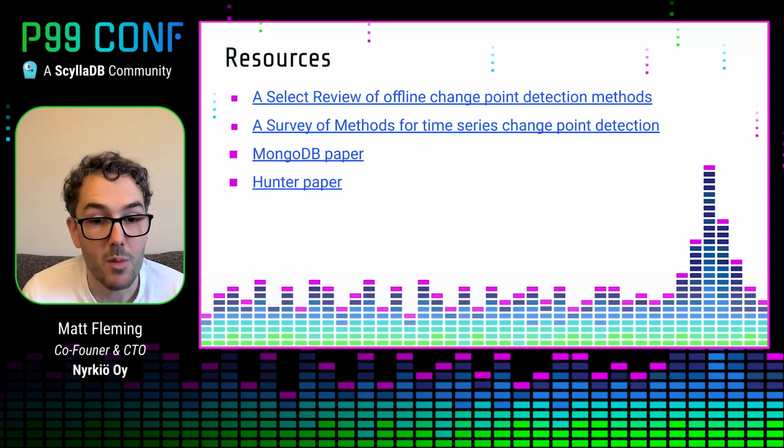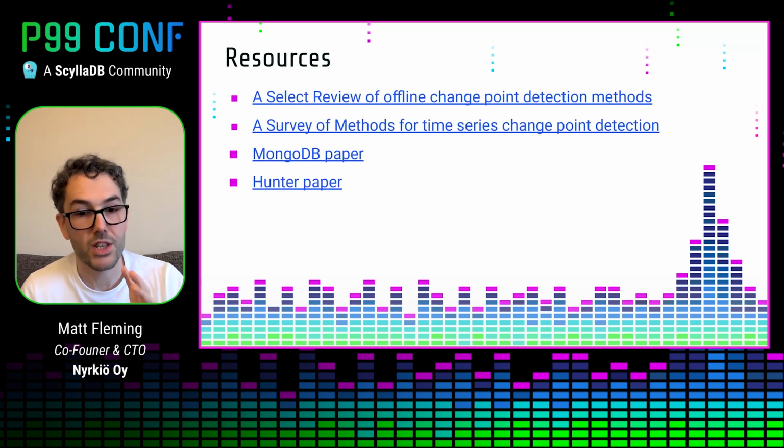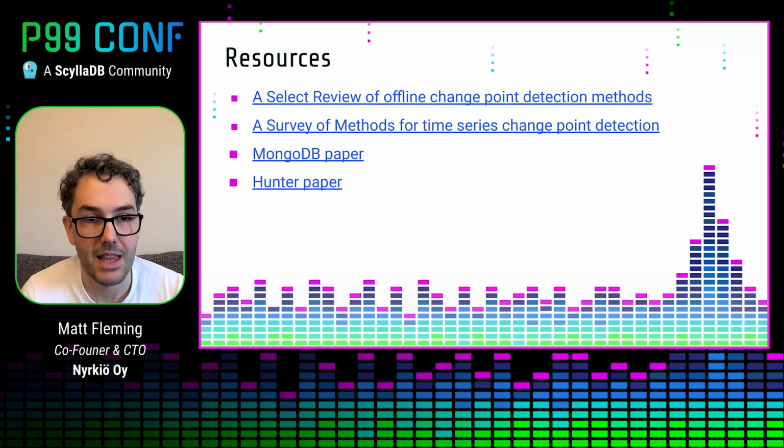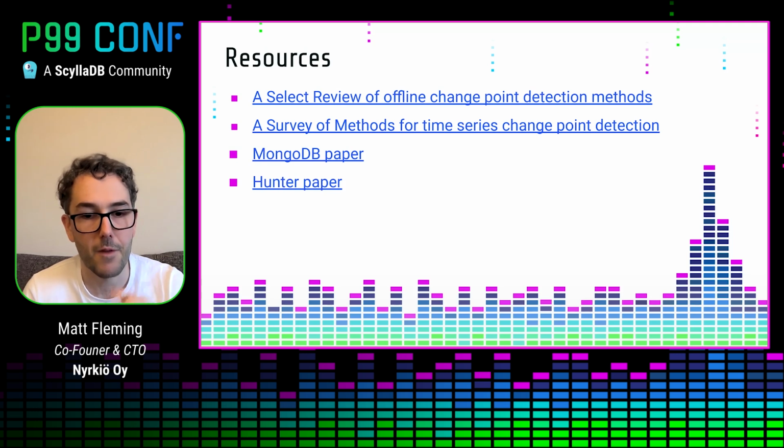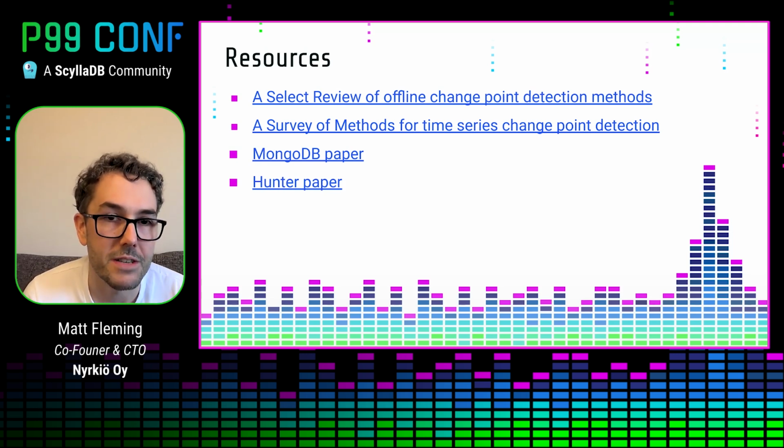If you'd like to learn more about CPD, there's a couple of research papers that I've highlighted here. The ones at the top are survey papers, so they cover a wide range of different algorithms and with excellent references, and these provide a good introduction to the general mechanism of CPD algorithms and how they work. And the bottom two is the Mongo paper, and then the follow-up paper that I co-wrote on Hunter.